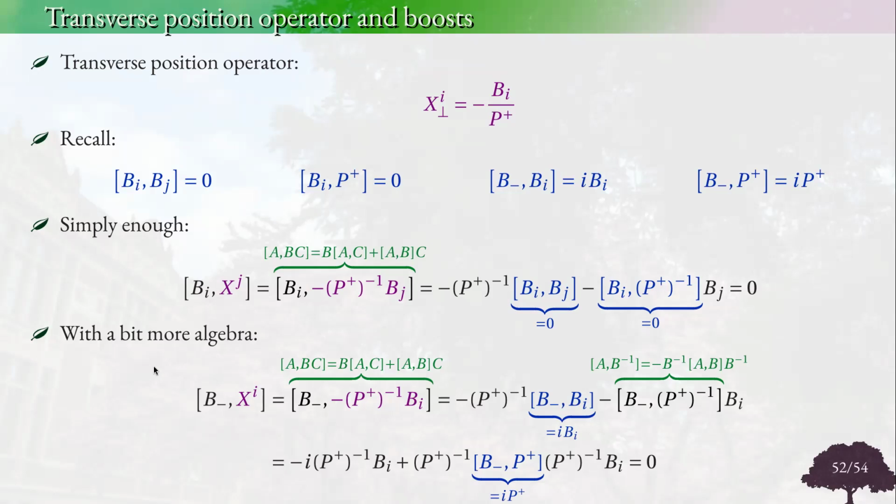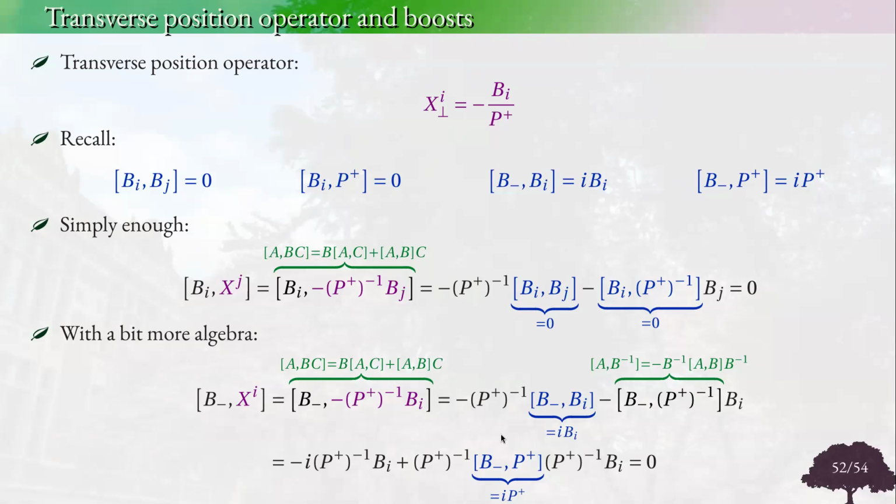There's a little bit more algebra for showing that the transverse position is invariant under longitudinal boosts. You use this same nice relation for the commutator of A with BC in order to break things into two terms. Then you have a commutator of B minus with P plus to the minus 1. There's another neat little relation you can show for commutators: the commutator of A with B to the minus 1 is equal to minus the commutator of A and B, but then sandwiched on both sides between B to the minus 1.